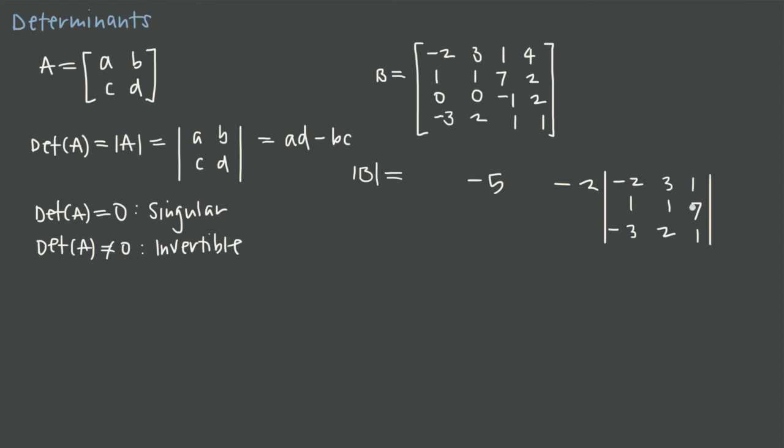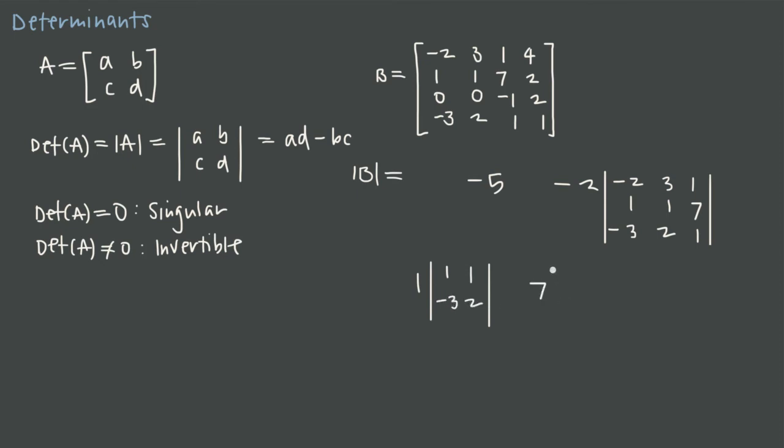So we'll have the 1, 7, and 1 as coefficients. This time we'll ignore the -2. We'll just work on calculating the determinant itself. So we'll have 1, and then for the 2 by 2 determinant, 1, 1, -3, 2.